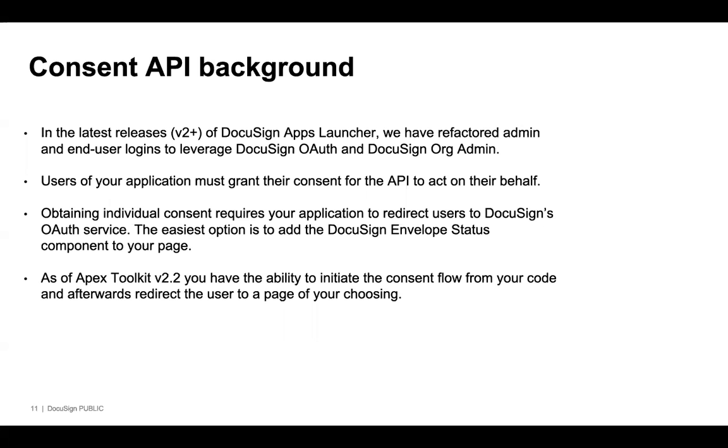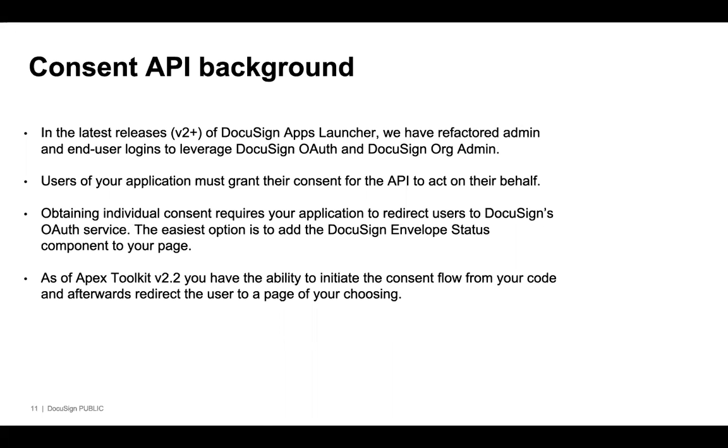If we do not use the DocuSign Apex Toolkit getLoginUrl method, there is another option. In any of the managed package provided pages, for example, the status pages or any sending pages, if the user is not authenticated, you will see buttons. Using those, you can also authorize or obtain that consent.